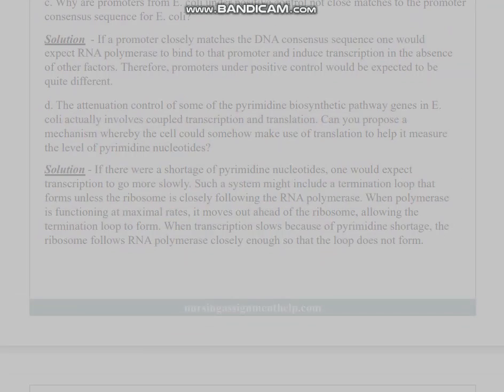C. Why are promoters from E. coli under positive control not close matches to the promoter consensus sequence for E. coli? Solution: if a promoter closely matches the DNA consensus sequence, one would expect RNA polymerase to bind to that promoter and induce transcription in the absence of other factors. Therefore, promoters under positive control would be expected to be quite different.